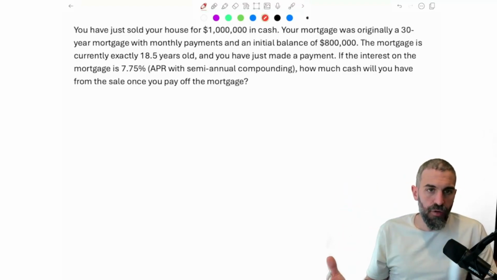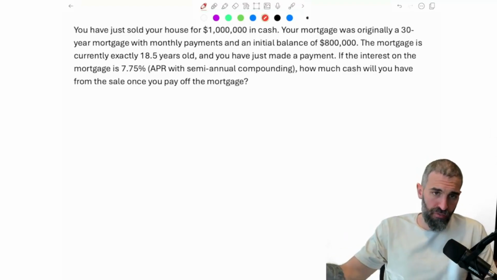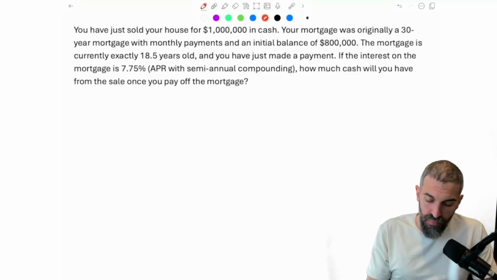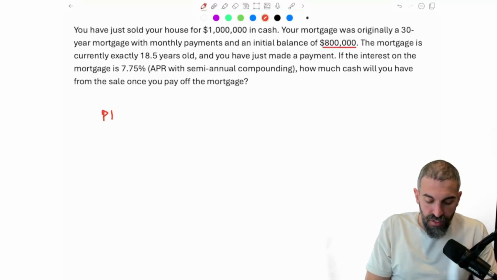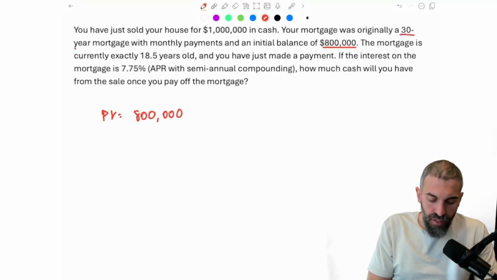Because if we're selling it for $1 million, if we can figure out the balance on our mortgage, you're going to sell the house for $1 million, pay off your balance, and then the rest is yours, okay? We started off with an initial balance of $800,000. So that would be the initial present value of our mortgage, so $800,000. It was a 30-year mortgage.